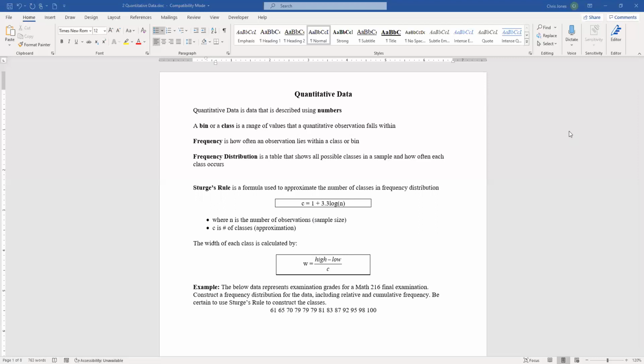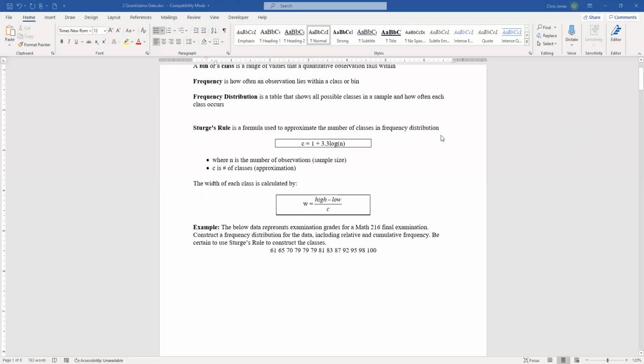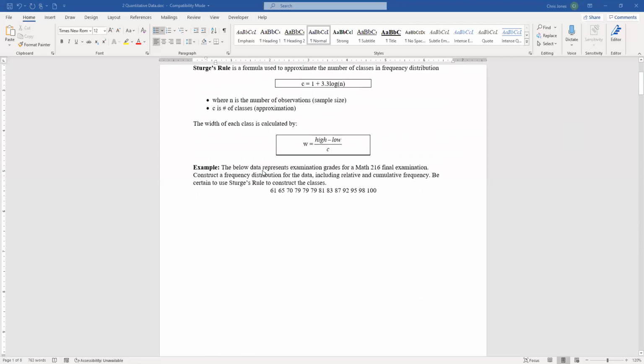All right, so what I'd like to do is illustrate how we're going to go through and find the frequency distribution for one of these types of quantitative measures. So let's say, for instance, that the data that we have below represents the grades for a Math 216 final examination. And we want to construct a frequency distribution for the data, and we're going to include both the cumulative as well as the relative frequency. And of course, we want to use Sturges' Rule to construct the classes. All right, so here's how we're going to do that.